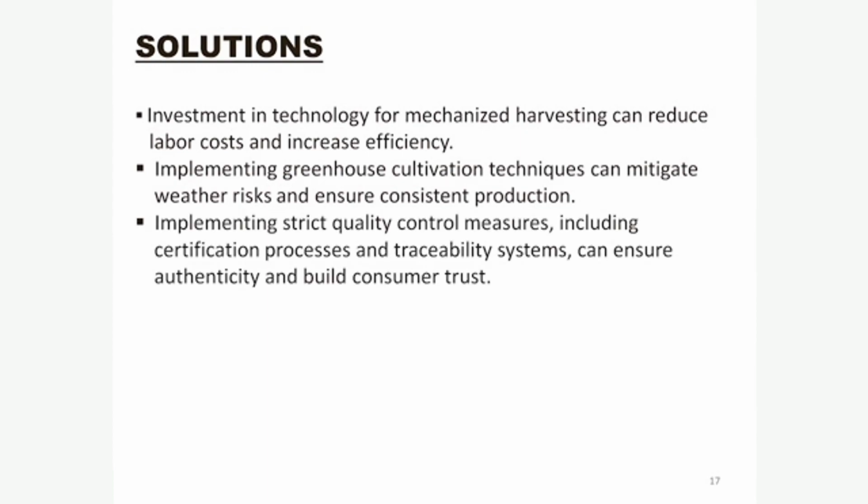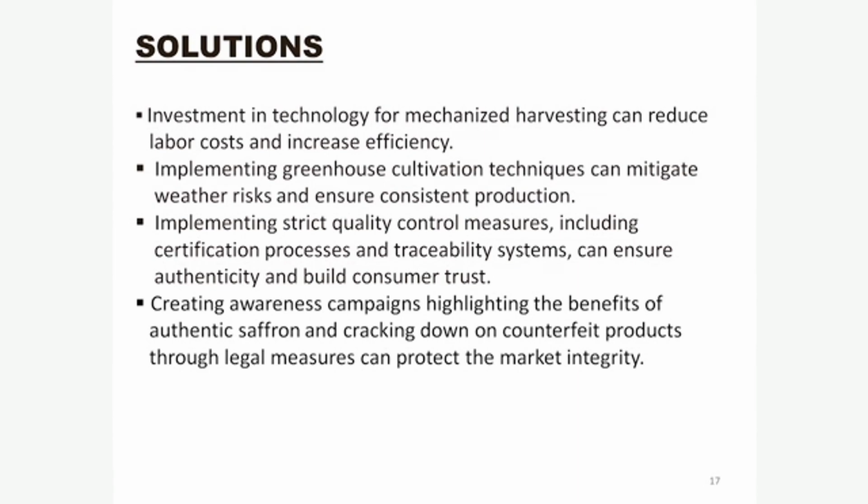And for the third challenge, that is the quality issue, we implement strict quality control measures, which include a certification process. And there are also various traceability systems that can ensure authenticity and build consumer trust. Creating awareness is also required for the benefit of authentic saffron, and cracking down on counterfeit products with legal measures can protect market integrity, which will address the challenge of saffron adulteration.